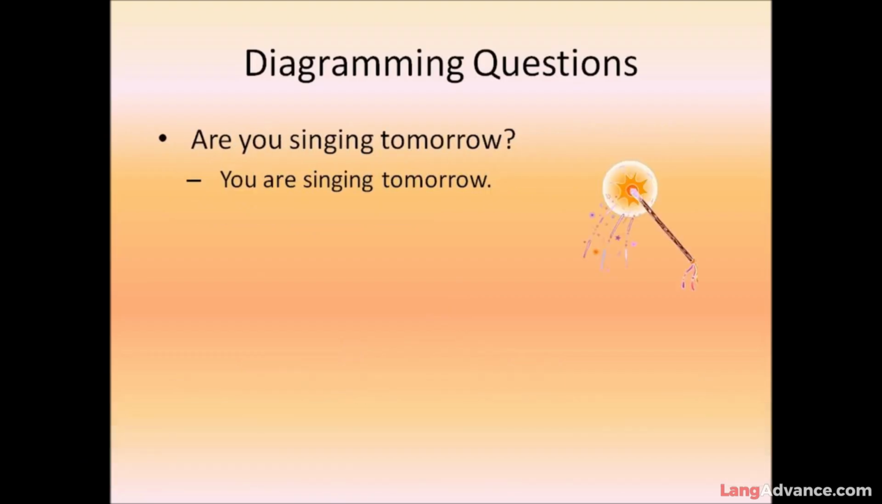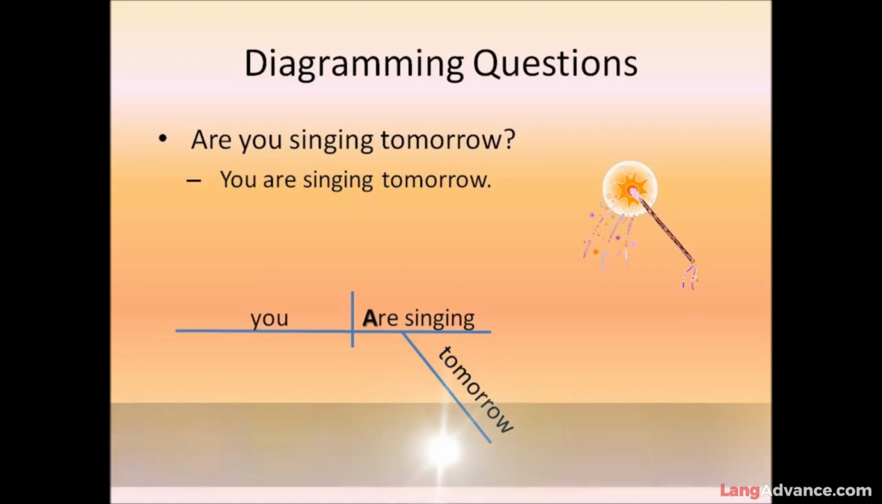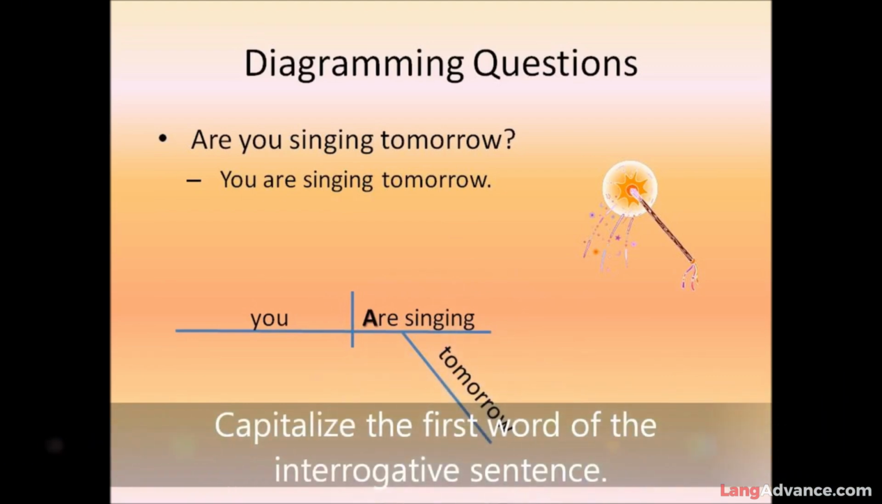In our next example, we will look at "You are singing tomorrow" versus "Are you singing tomorrow?" The interrogative form is "Are you singing tomorrow?" The answer, in a positive way, would be "You are singing tomorrow." It utilizes all of the same words. The final diagram would look like this. You is the subject, are singing is the verb, tomorrow answers when, therefore it is an adverb that gets diagrammed on a diagonal line below the verb.